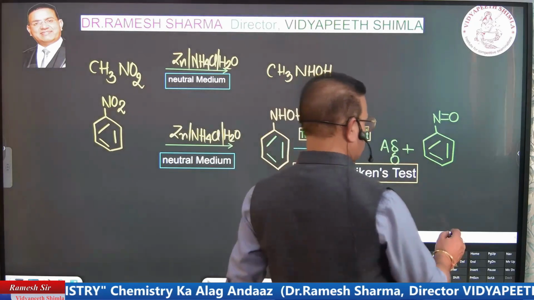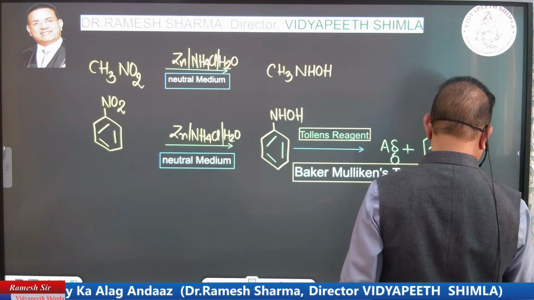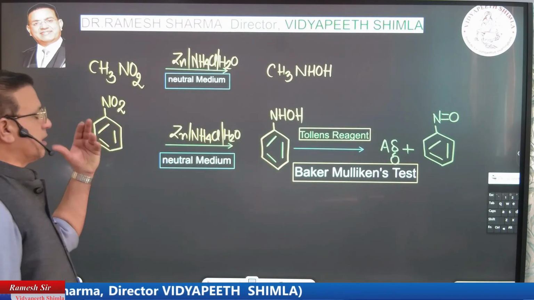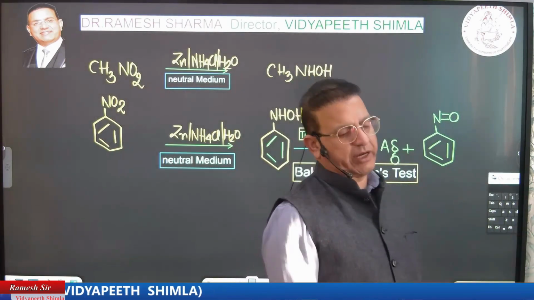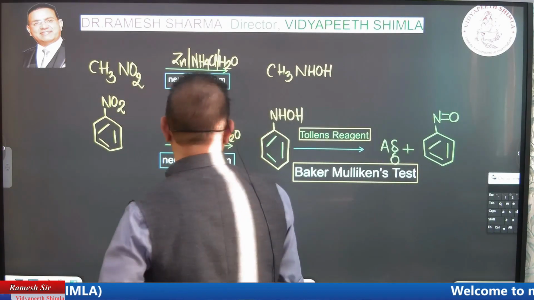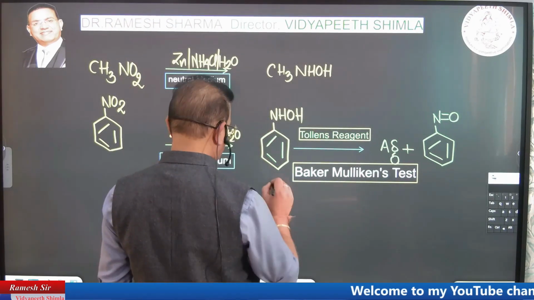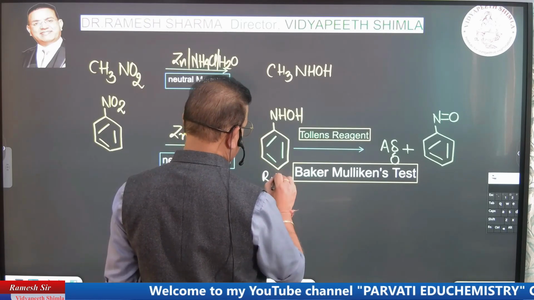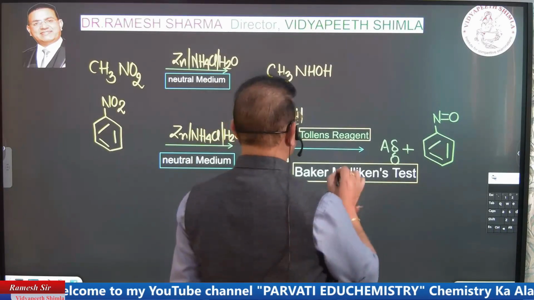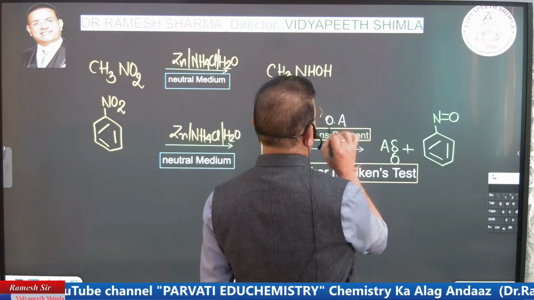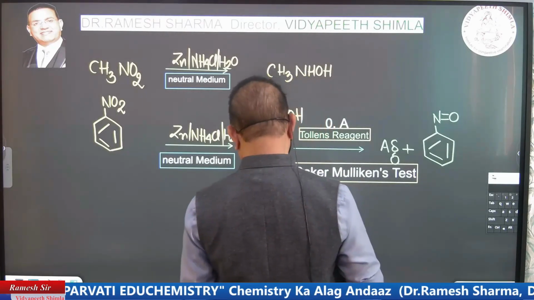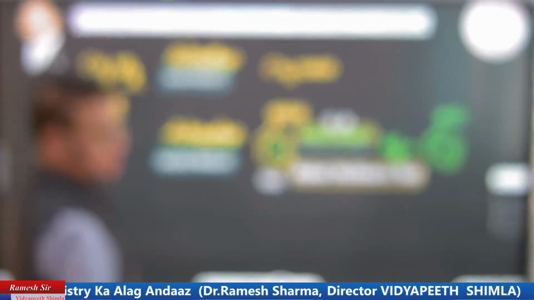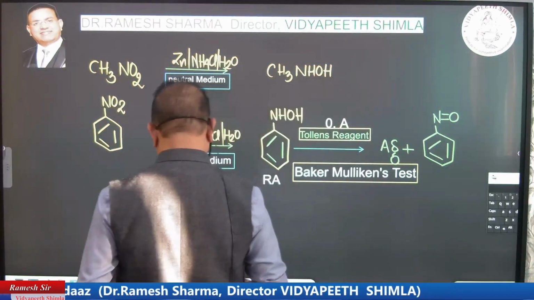So this is called the Baker-Mullikan test, which is used to test the presence of nitro group in neutral medium, where this is being converted into hydroxylamine. Hydroxylamine is a very strong reducing agent, because Tollens reagent here is the oxidizing agent, since silver is formed. Is it okay? Next, product of reduction.